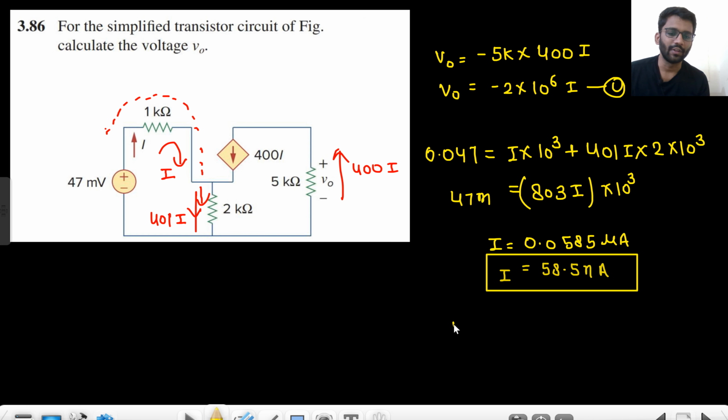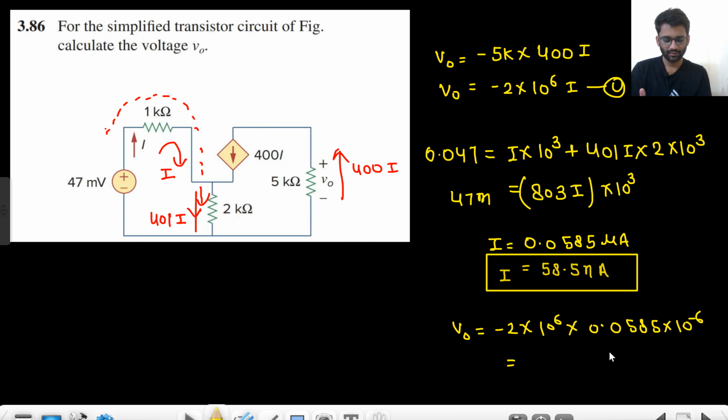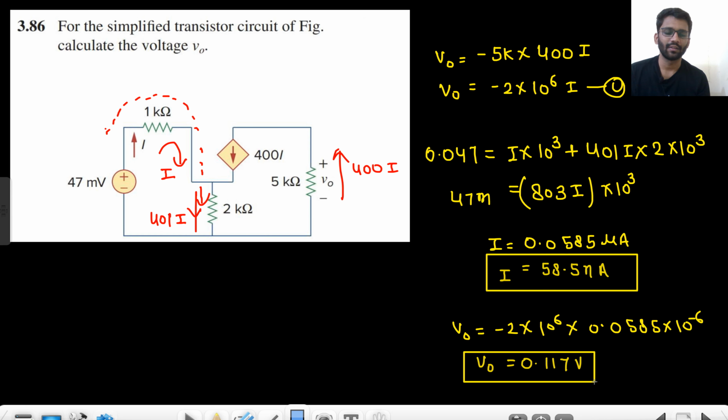Now what will be the value of V naught? That will be minus 2 into 10 to the power 6 into 0.0585 into 10 to the power minus 6 because micro. So what you will get into 2, 0.117 volt. This is the value of V naught that you get.